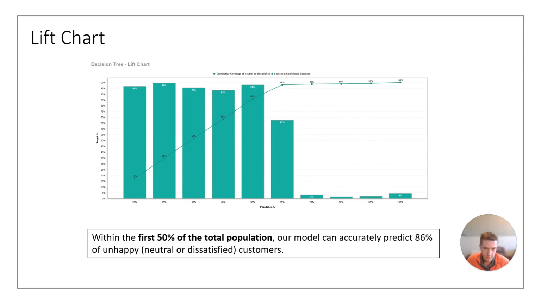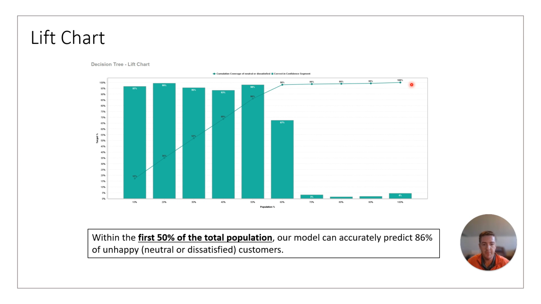The next tool that we use to evaluate the performance is a lift chart. The decision tree lift chart that you can see on the screen demonstrates the effectiveness of the decision tree model in identifying neutral or dissatisfied individuals across different population segments. The teal bars represent the model's accuracy within each segment. The green line indicates the cumulative coverage of neutral or dissatisfied individuals, starting at 17% for the first 10% of the population. So again, to get my pointer out, this first bar represents the first 10% of the population, and then all the way to 100% of the population.